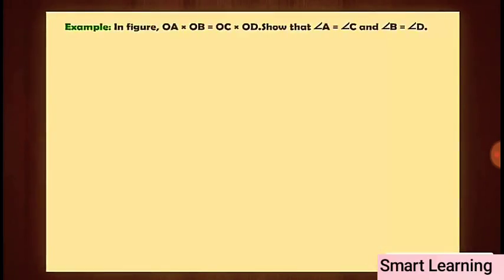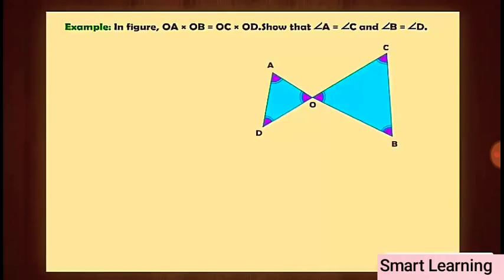Let us take an example for better understanding of the theorem. In the figure, OA into OB is equal to OC into OD. Show that angle A is equal to angle C and angle B is equal to angle D.